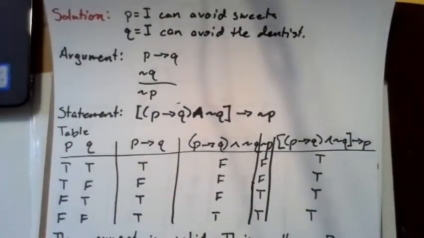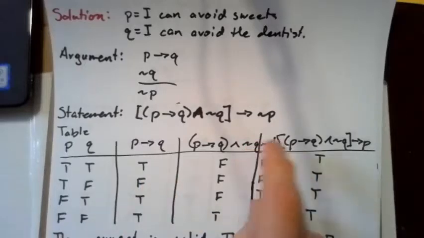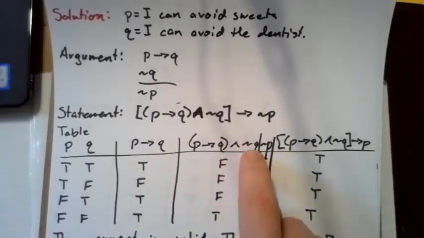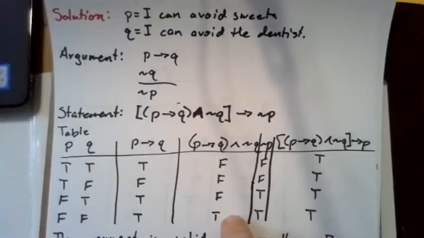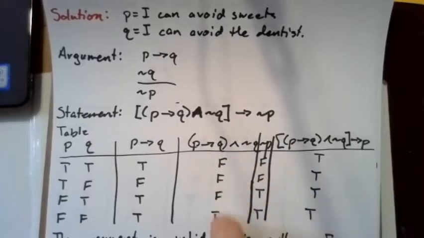P and Q are set up the same way as usual. P implies Q. We know that that's only true if P is true and Q is only false if P is true and Q is false. Well, that and not Q, that's false, false, false, true, because one of them is false in each of these cases.